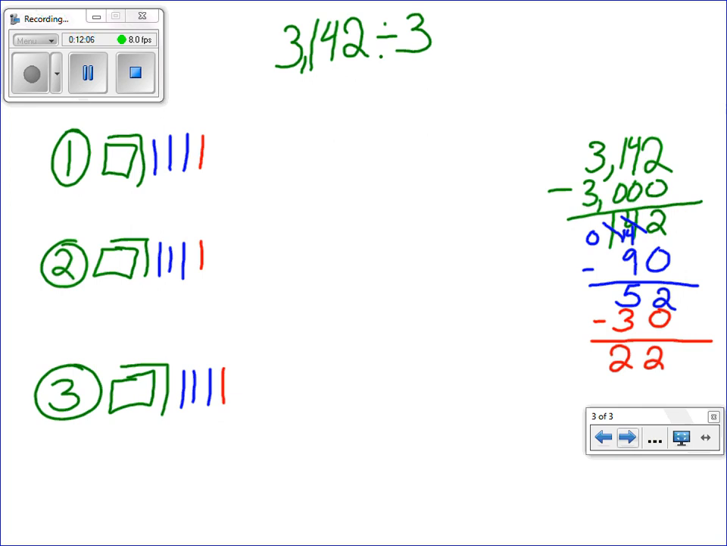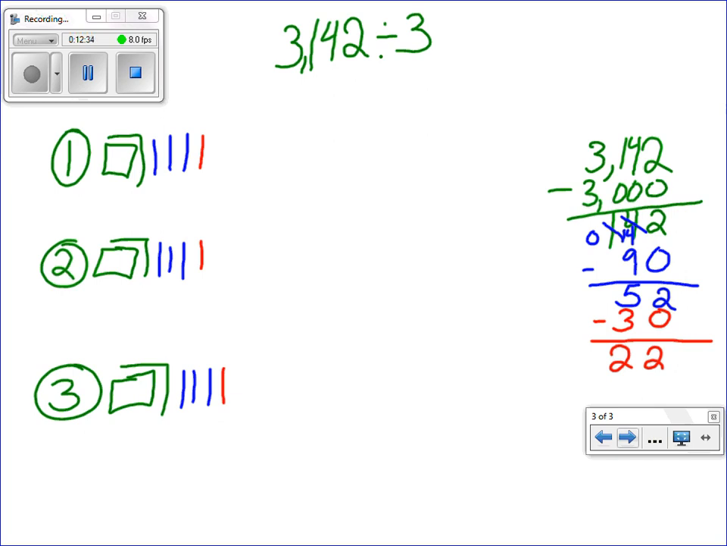So I have 22 objects now left to share, but I'm looking at my 10 space, and I have 2 tens, but I have 3 groups. So I can't share another whole 10 to each group, but I can change it all into ones. And I know that 2 tens is the same as 20 ones, and plus I got the 2 ones sitting in the ones place, so I have 22 ones to share.